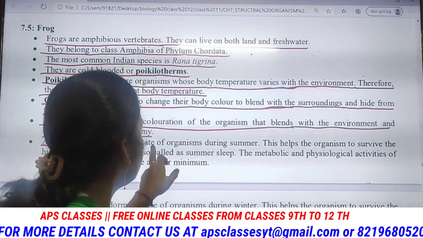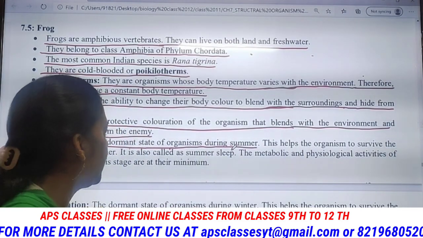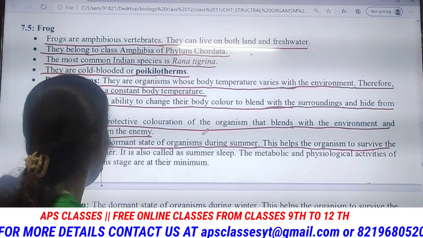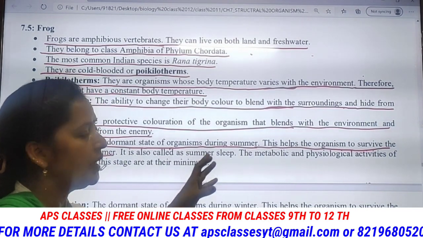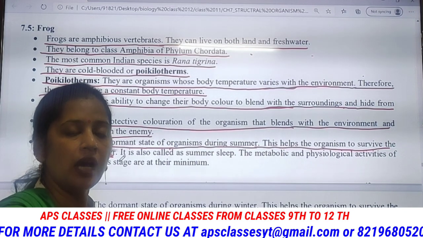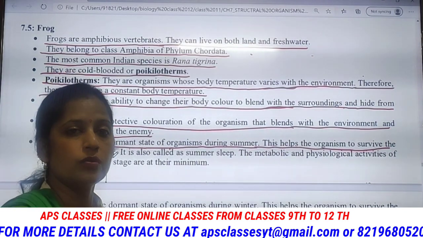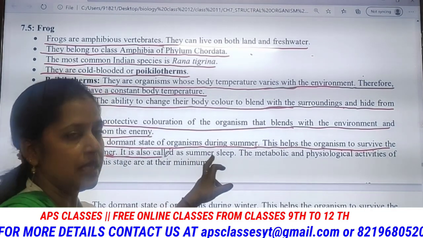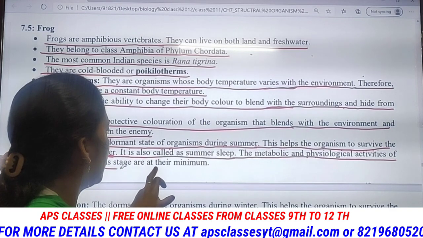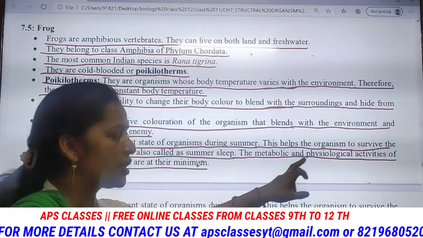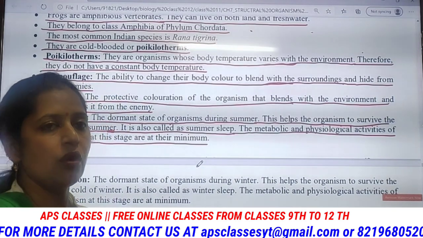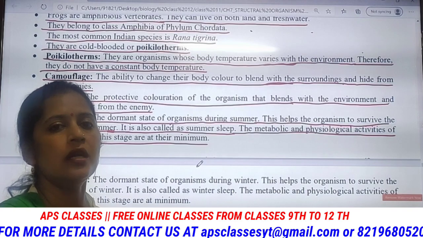Next is estivation, the dormant state of the organisms during the summer. This helps the organisms to survive the high heat of the summer. It is also called summer sleep. The metabolic and physiological activities of the organisms at this stage are at their minimum. That means all these activities, metabolic or physiological, are minimum at this stage.